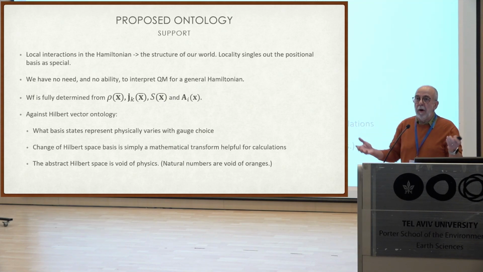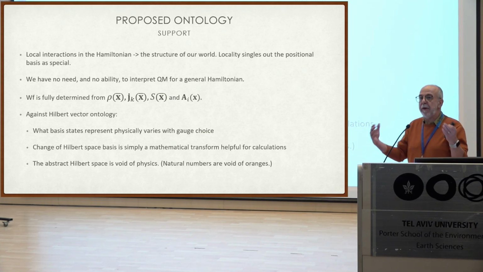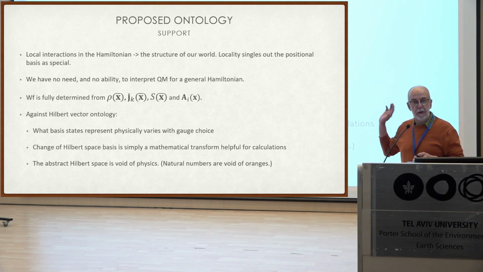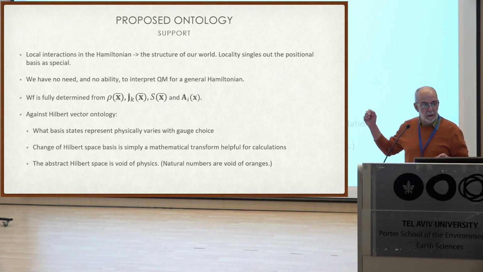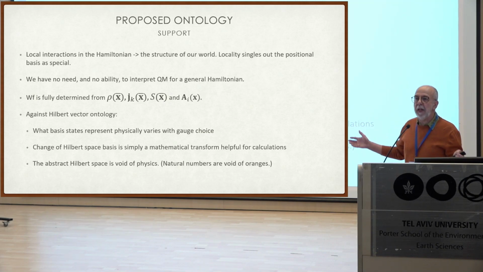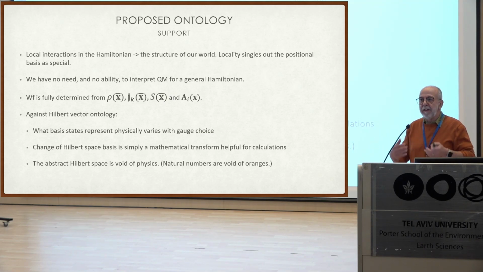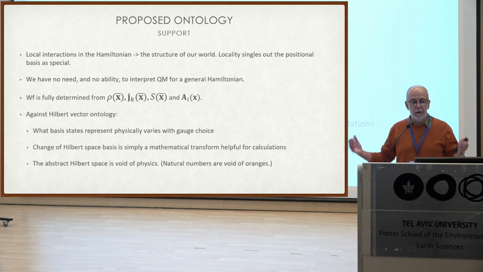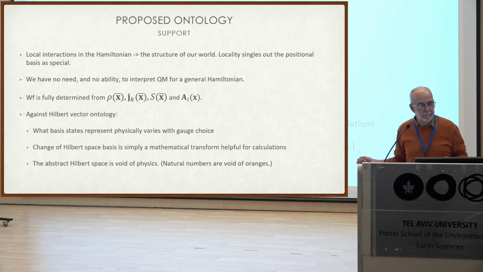So we have in our Hamiltonians, in our quantum field theories, local interactions, and that, of course, governs the structure of our world. Locality also singles out the positional basis as special. And so we shouldn't be surprised that the ontology has a spatial character. It's really to be understood. And we have no need and no ability to interpret quantum mechanics for a general Hamiltonian. We have no idea how that would work. And there's no reason to think that the ontology should be similar if you have a different Hamiltonian, a non-local one, for example. It's nonsense to think about, I think.